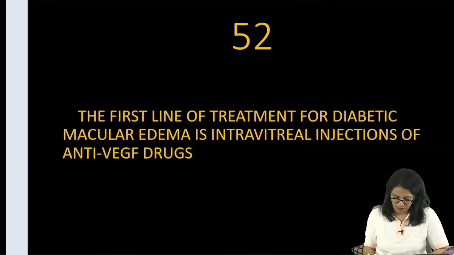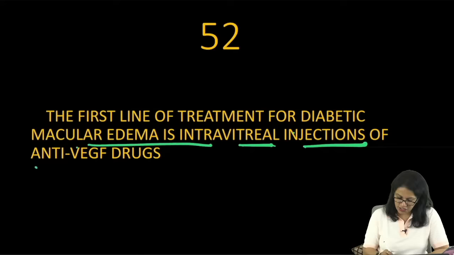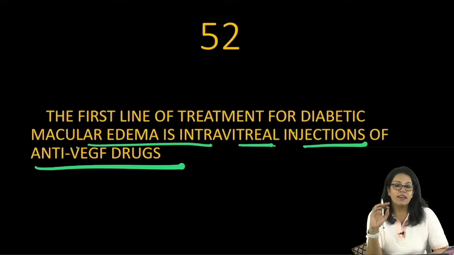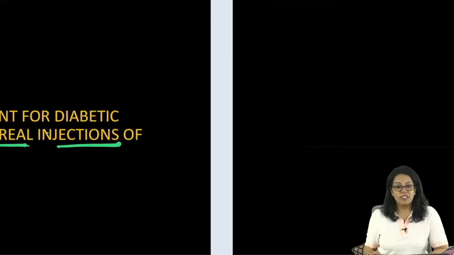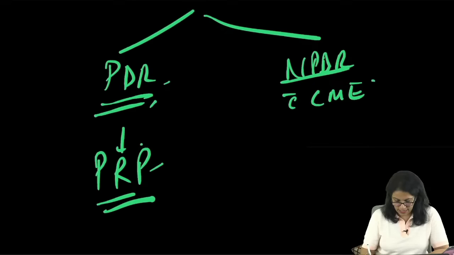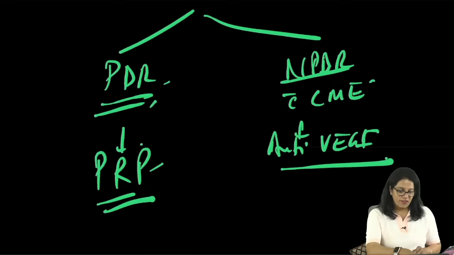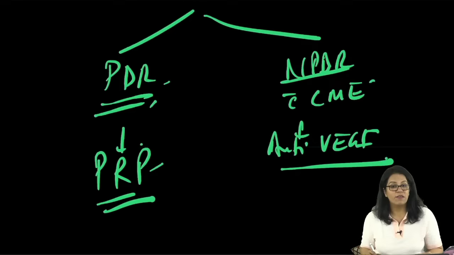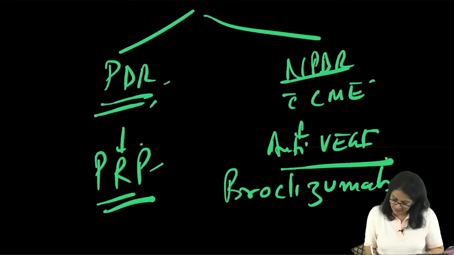Next, the first line of treatment for diabetic macular edema is intravitreal injections of anti-VEGF drugs. You should know this. When you talk about non-proliferative diabetic retinopathy, that is NPDR with edema, first line of treatment becomes anti-VEGF. But when it is proliferative diabetic retinopathy, the first line of treatment will be PRP, pan-retinal photocoagulation. When it is NPDR with macular edema, we go for anti-VEGF agents. You all know about anti-VEGF? That is bevacizumab, ranibizumab, aflibercept. You should be familiar with all these names. A newer one is brolucizumab, so you should know this. I'll write the new one. Okay. Yes, very nice.